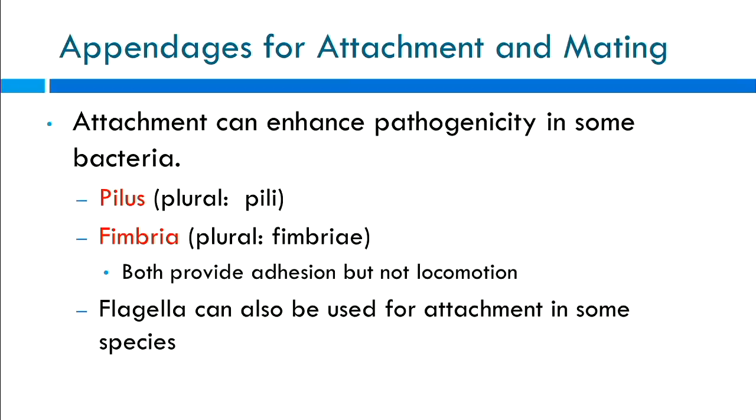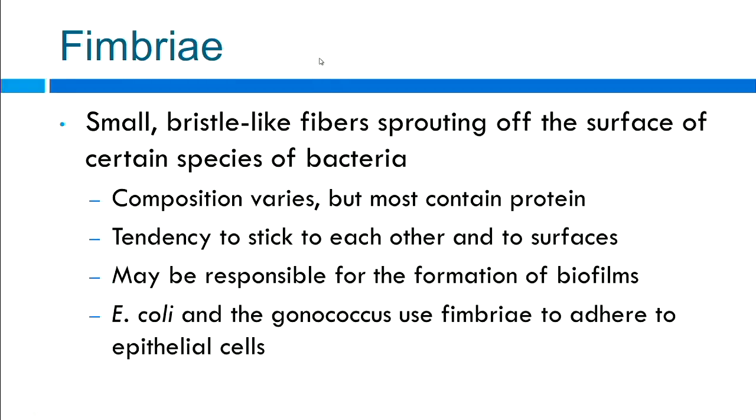These structures are more for attachment. You don't want to move. You want to attach and colonize and reproduce. So a pilus or the pili, those ones we're going to see for conjugation, which I'll talk about. Fimbriae or fimbria, these ones are just for adhesion. It just helps them stick. Sometimes flagella can help them stick, but not really. I mean, mostly they're just locomotion. Okay, so let's talk about these fimbriae. These are just like little bristles all over.